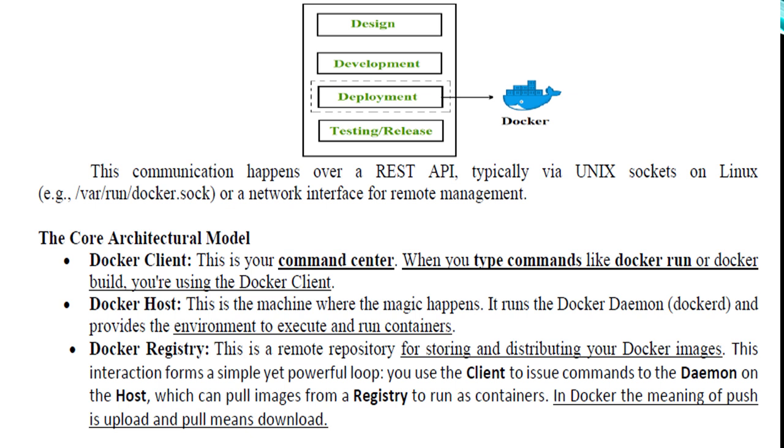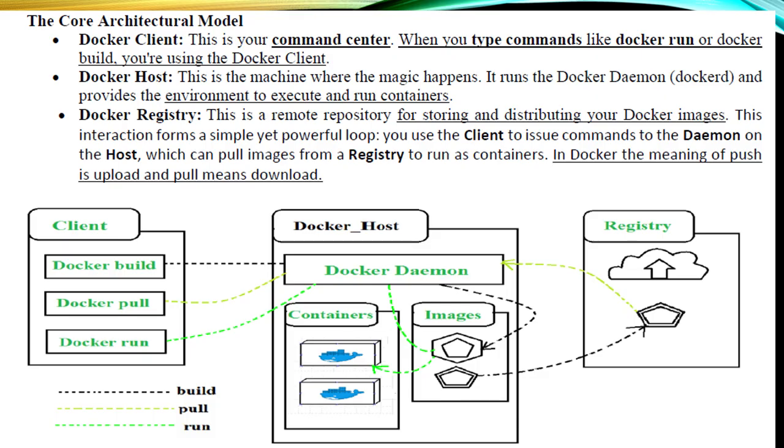This interaction forms a simple yet powerful loop. You use the client to issue commands to the daemon on the host, which can pull images from a registry to run as container. In Docker, the meaning of push is uploading and pull means download. So this diagram illustrates the architecture of Docker model. As I told, push means uploading the Docker and pull means downloading the Docker.